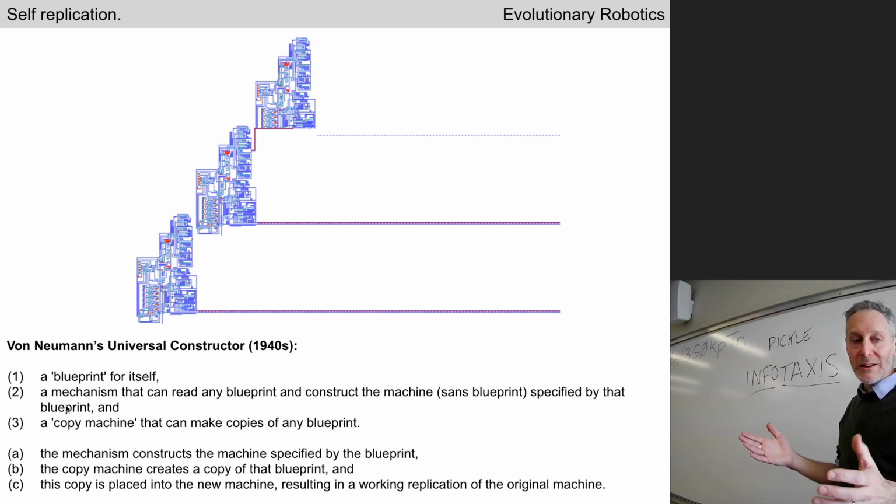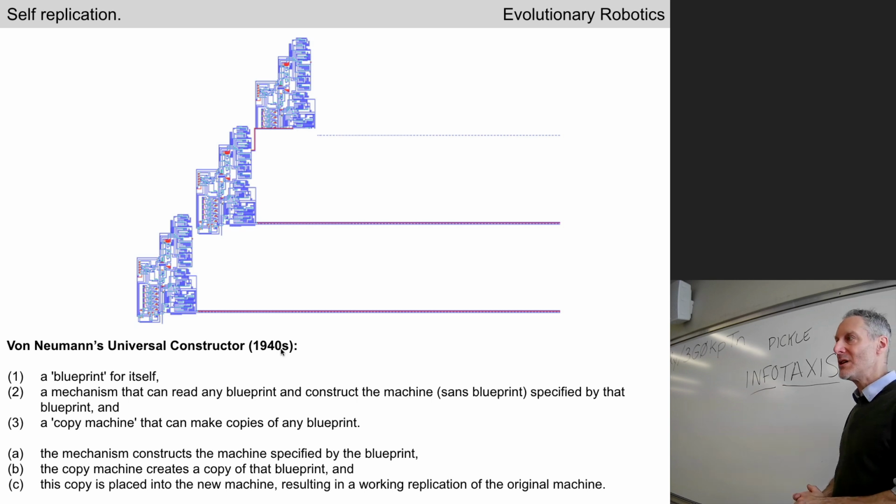He didn't build it. He didn't have the ability in the 1940s to build it. It's horrendously complicated. It's like a Rube Goldberg machine. There's a lot of moving parts.